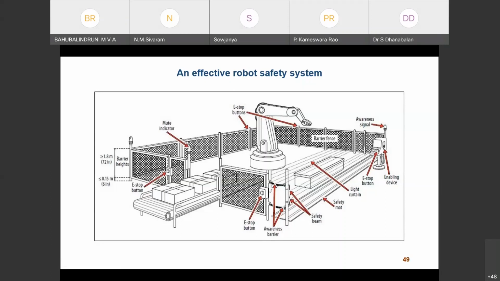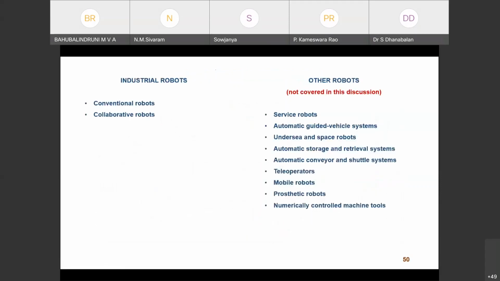But still, the robot envelope plays a major role. Any person, the robot teacher who is going to program, is going to work in that envelope, and that is the place where you have the most hazardous environment of the robot.